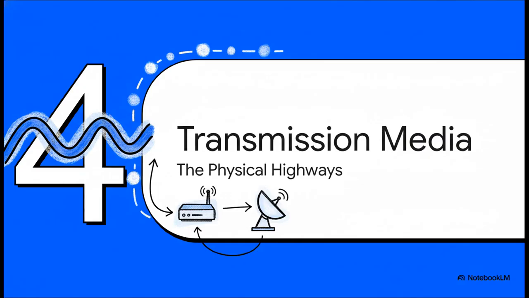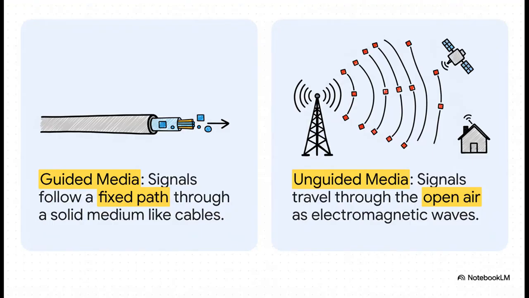All right, so we've got the rules of the road. But what are the actual roads themselves made of? I mean, how does a little packet of your data physically get from your screen to a server that could be on the other side of the planet? At the most basic level, all our data travels in one of 2 ways. It's either guided, meaning it's following a fixed physical path like a copper wire or a fiber optic cable, or it's unguided, flying through the open air as an invisible electromagnetic wave.